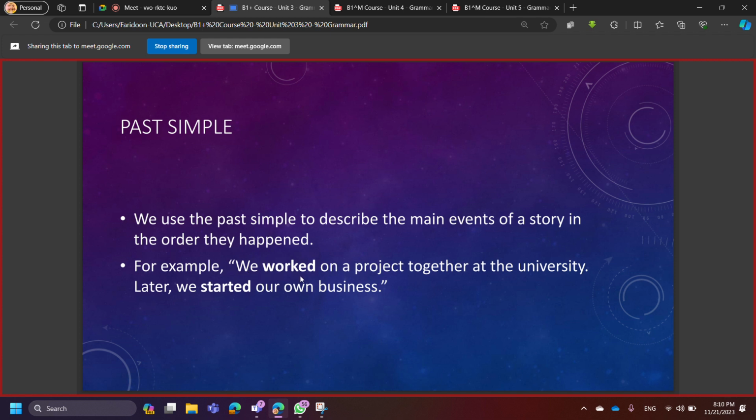An example is: we worked on a project together at the university. So the act of working on a project together is the main event of my story. And we also have another main event, and this one happened in sequence, meaning it happened after the other one. So again, I'm using the past simple. I'm going to say later, meaning after this one, we started our own business. Either way, it's a main event, and of course, it tells us the order. This one happened first, and after the project, we started our own business.